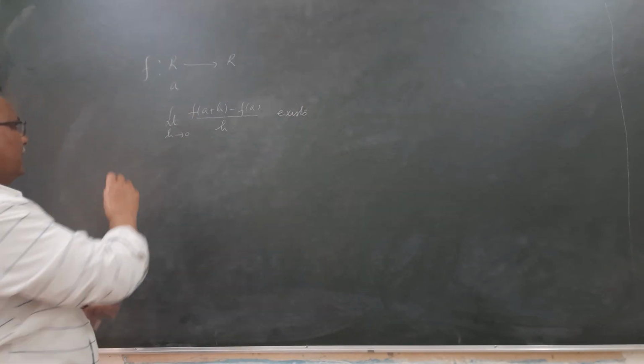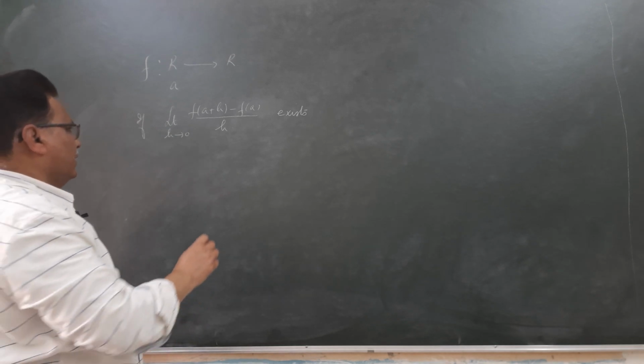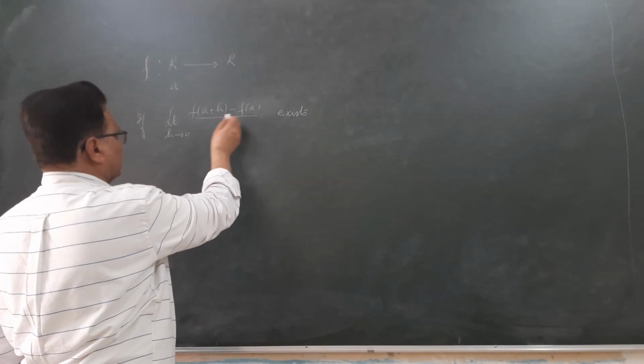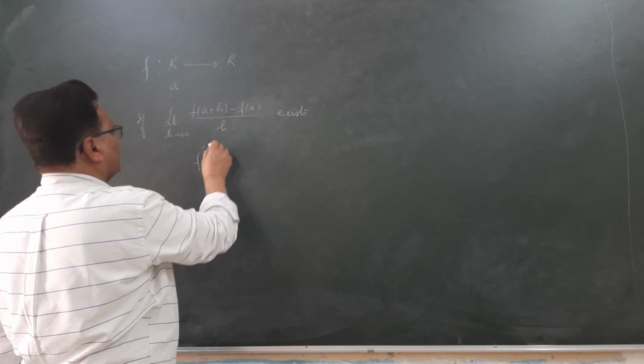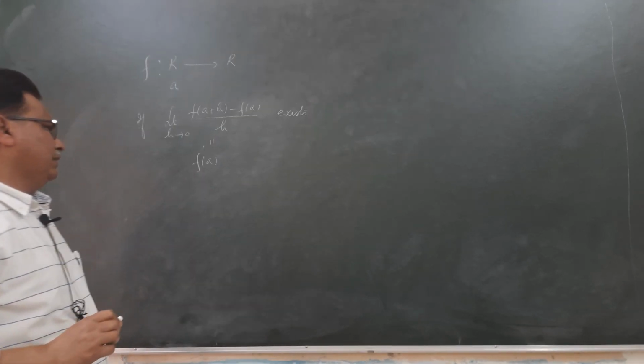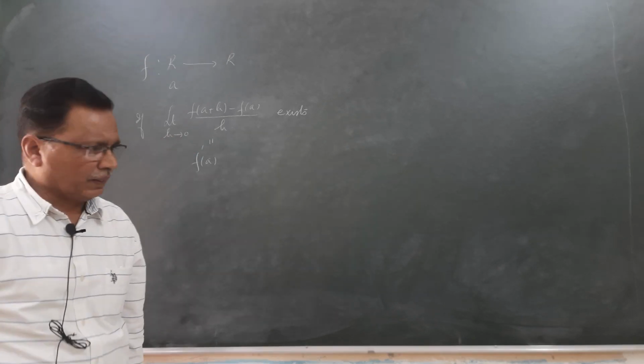If this limit exists, we say that the function is differentiable at a point A, and the limit of this quotient is called f dash a. So f dash a, the derivative of f at a point A, is actually this limit.